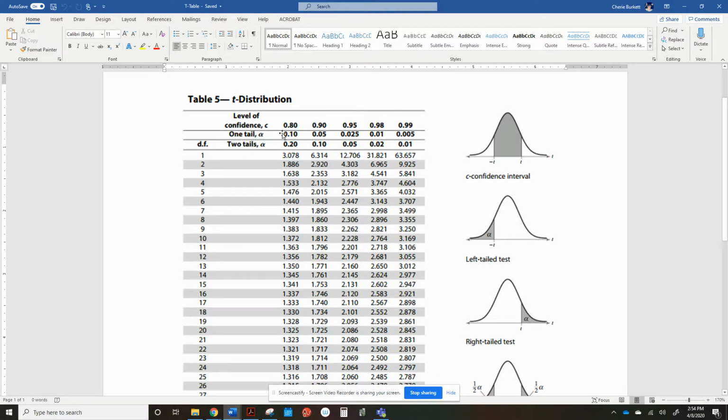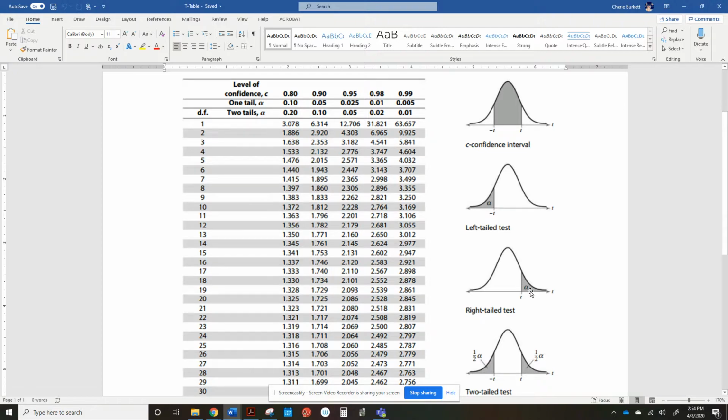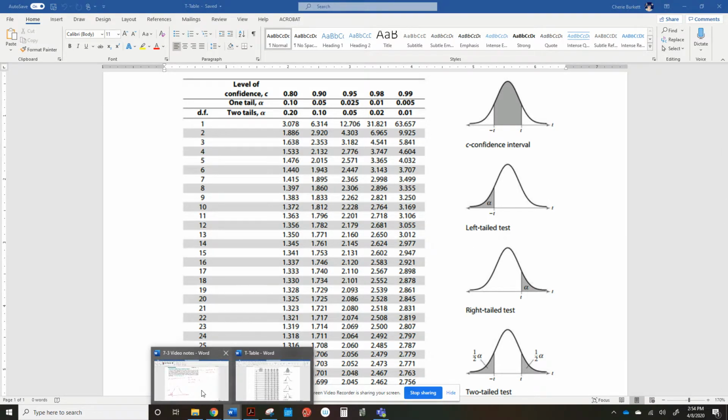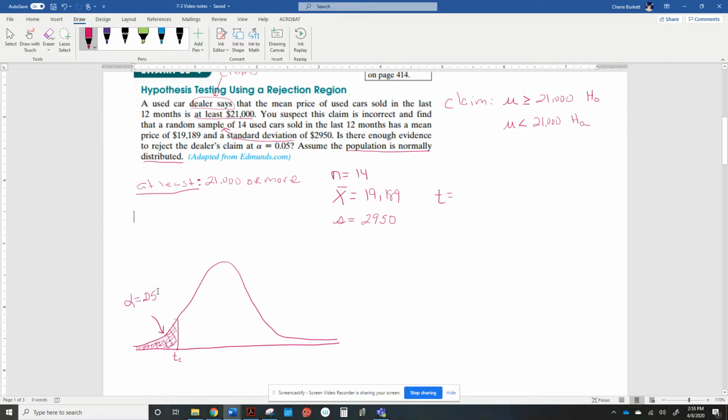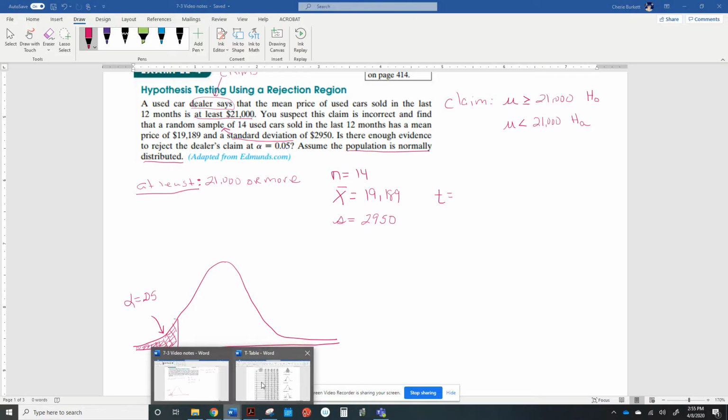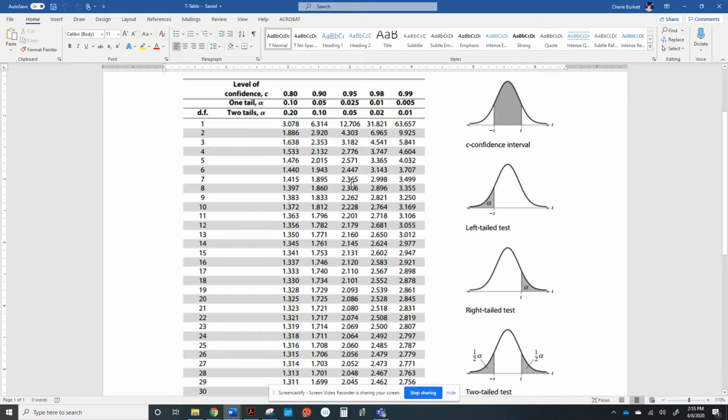And we're either doing a one tail test, and a one tail test is either a left or a right, or we're doing a two tail test. So this one was a left tail test, and the alpha was 0.05. So we go to the t table and we look up in the one tail column 0.05. Okay, so this is going to be the column that we're looking in.